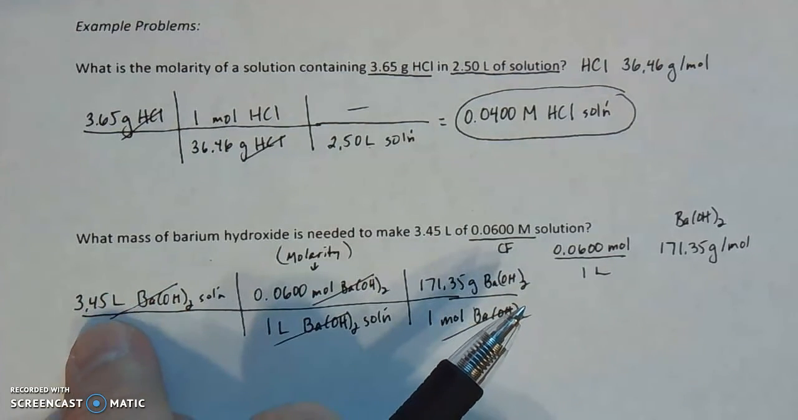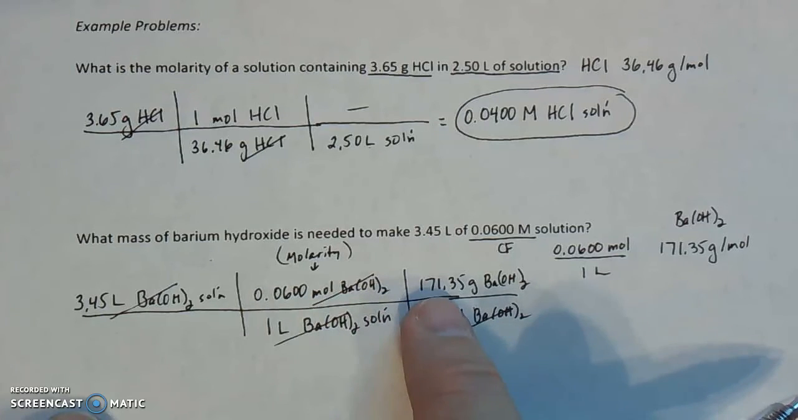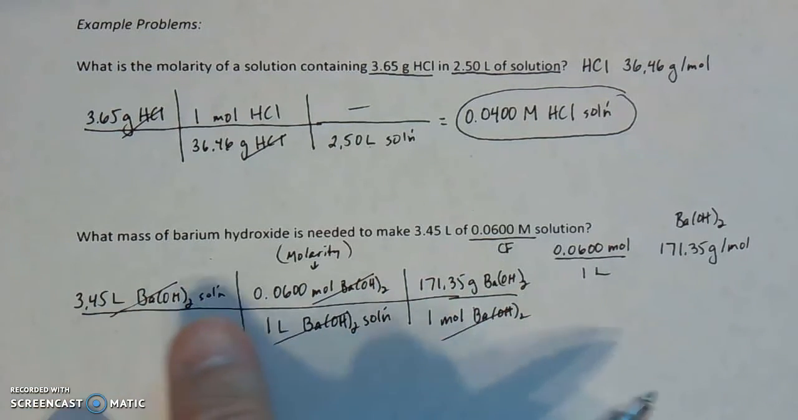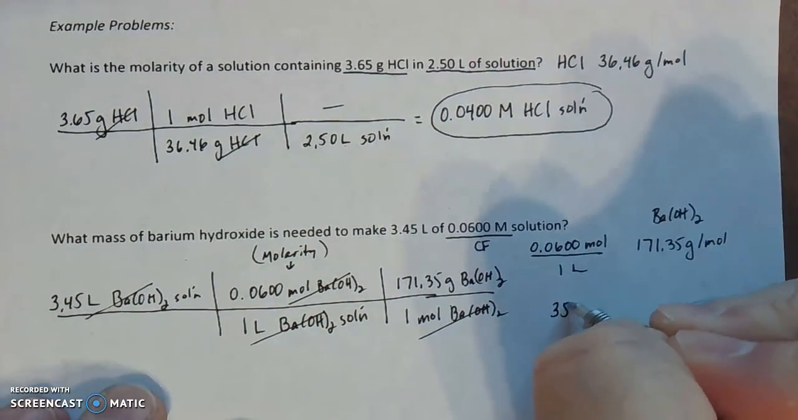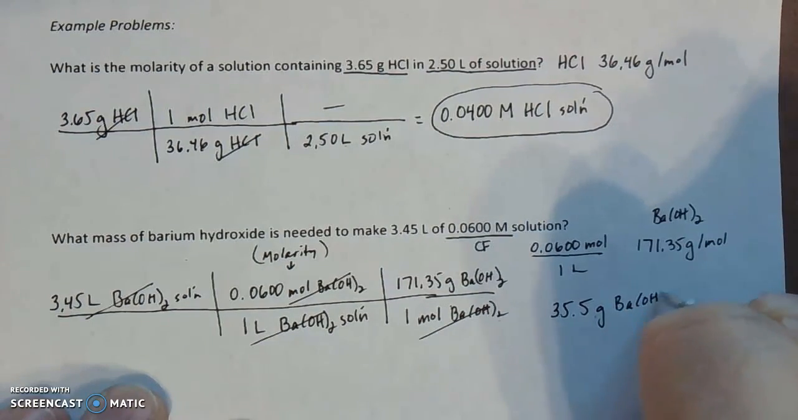So we would take 3.45 liters times 0.0600, hit equals, and then multiply that by 171.35. The least number of significant figures is 3. So that means that we get 35.5 grams of BaOH2.